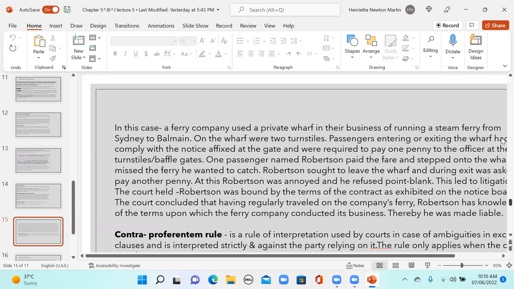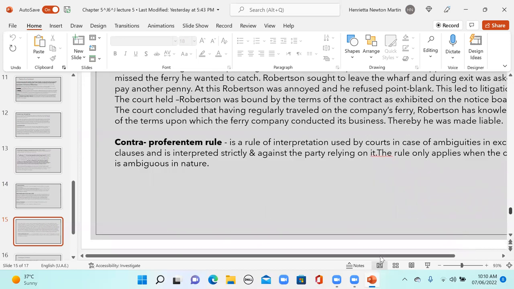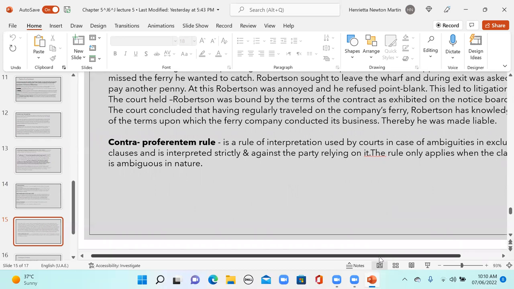And it is not that he did not know the system there and the notice board which was there at the entry and exit point, that when you enter, you have to pay a penny, and when you exit, you have to pay a penny. So therefore, Robinson had the knowledge that you had to pay a penny during exit and entry, and missing a ferry does not exempt Robinson from paying the amount.